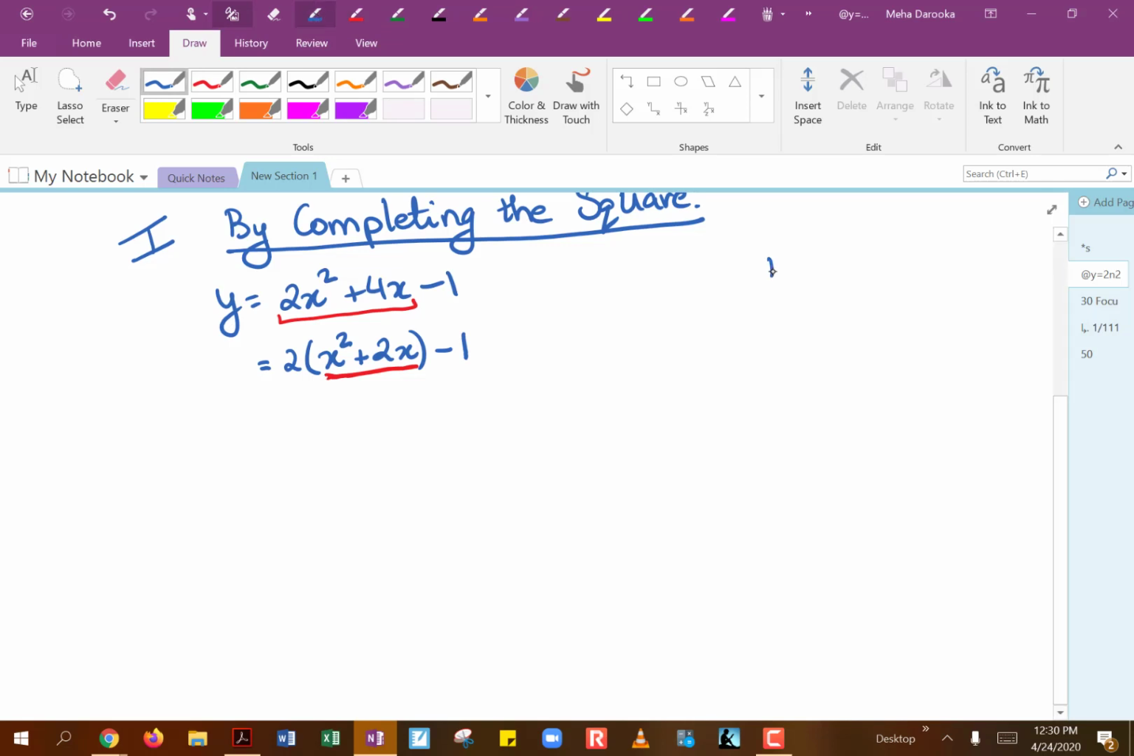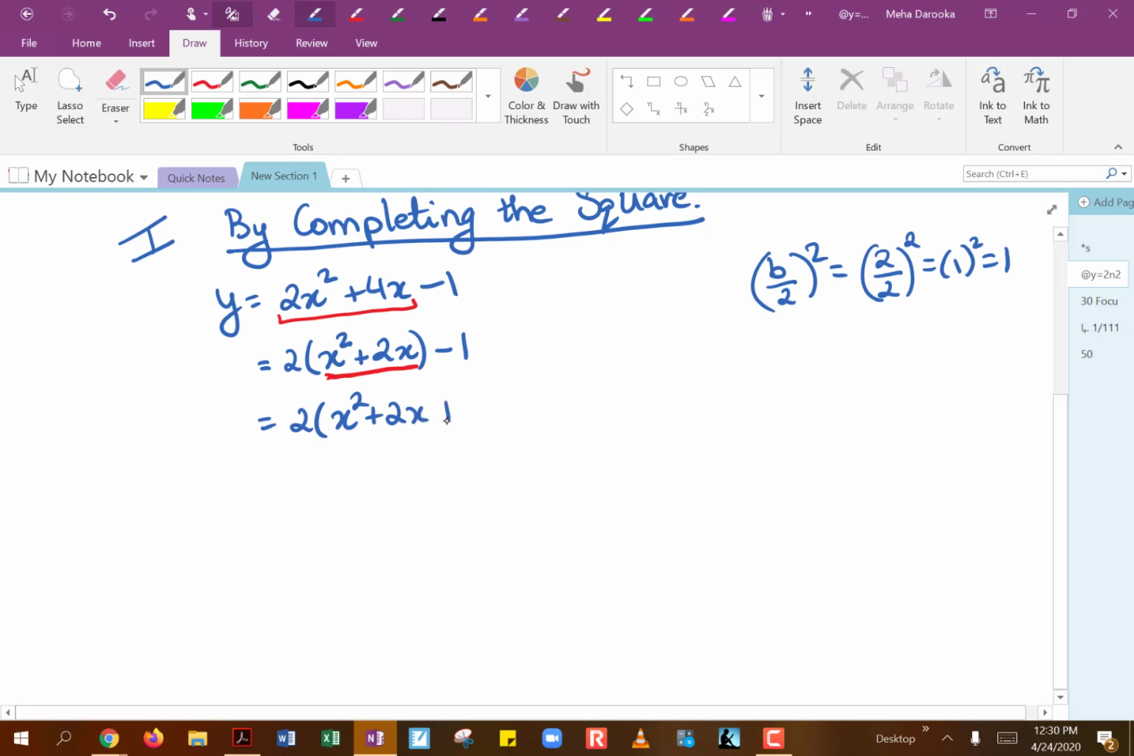So this is where we take our b divided by 2 and then square the entire thing, right? So inside the parentheses, my b term is 2. So 2 divided by 2 is going to be 1. And then 1 squared, of course, is going to be 1. So inside the parentheses, to complete the square, we add the 1. But to maintain the balance of our equation, we subtract the 1 also at the same time, and then don't forget that minus 1 at the end.